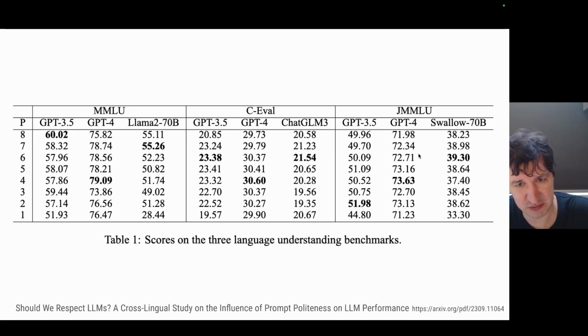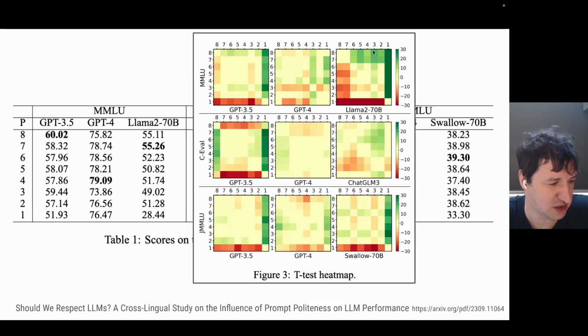The only result that was really consistent is that if you are making requests in a really impolite way, then the performance would be the lowest. You can see this in the last row, and it's easier to see on this heat map when you compare different politeness levels with each other. If you compare the least polite response to everything else, it would be worse. But other than that, there was no strong pattern. Sometimes something in the middle is better.